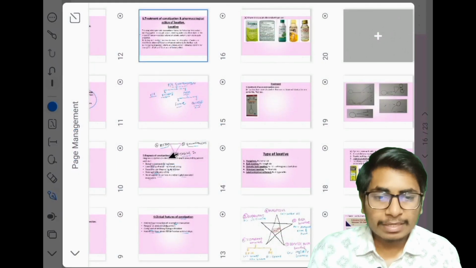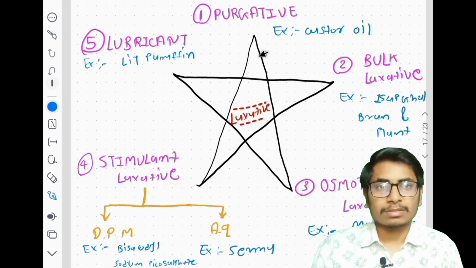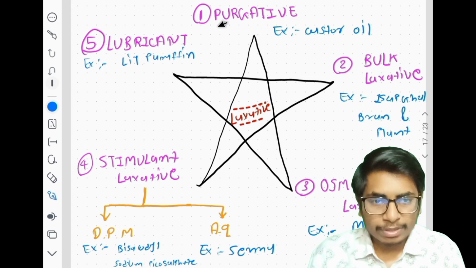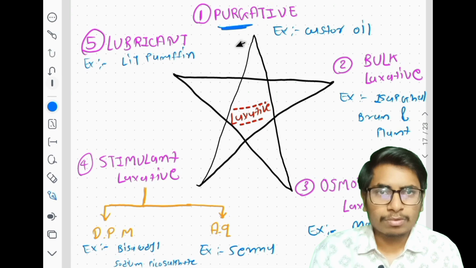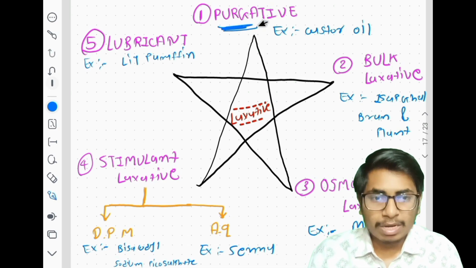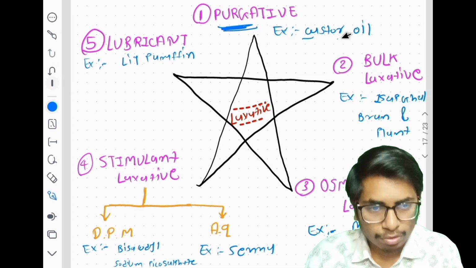Nowadays there are many kinds of laxative available. The laxative is divided into 5 groups according to their different action. First one is the purgative. When a person has extreme or severe constipation, then we use that purgative. Nowadays there is less use of that purgative. Example is castor oil.